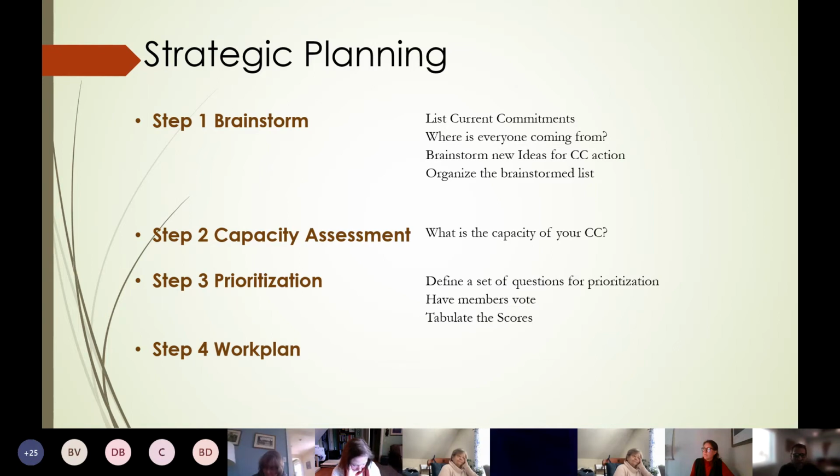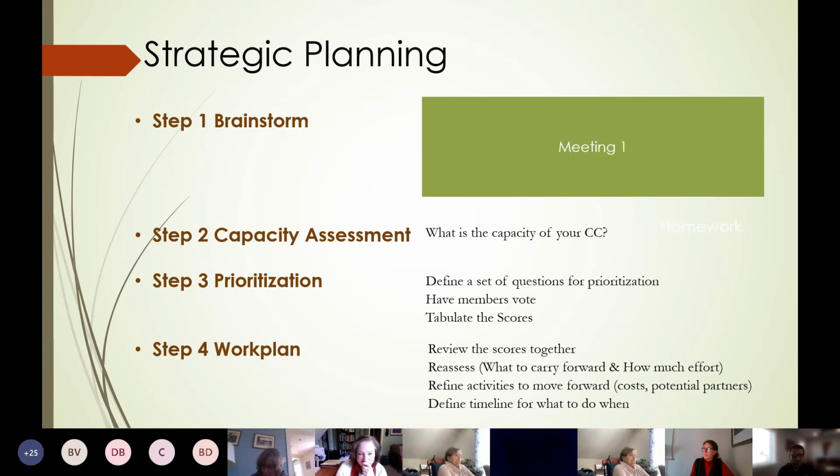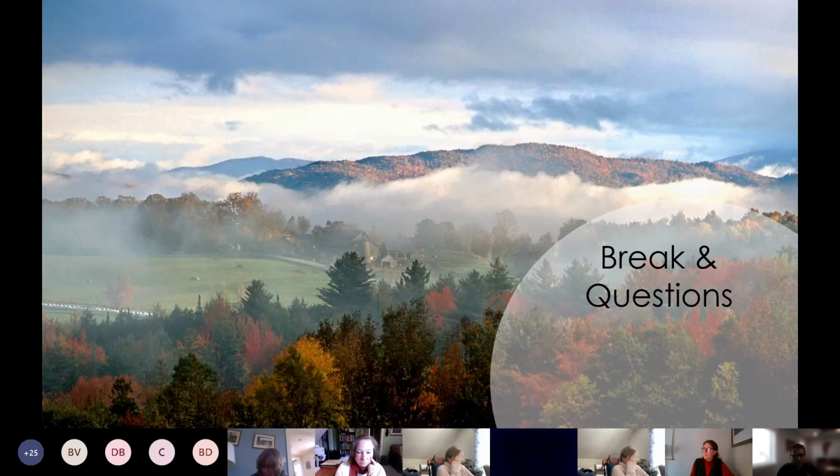And then from that prioritized list, you could develop a work plan, and you could reassess that brainstorm list when you've all seen the scores together. You can refine the activities, meaning add a little bit more information about costs or potential partners. And then you would define the timeline, spread out over 3 to 5 years, so you could really get a sense of what you're going to do when. So I think strategic planning is an important part of this. Okay. I'm running a little bit low on time, but Marian, any questions so far?